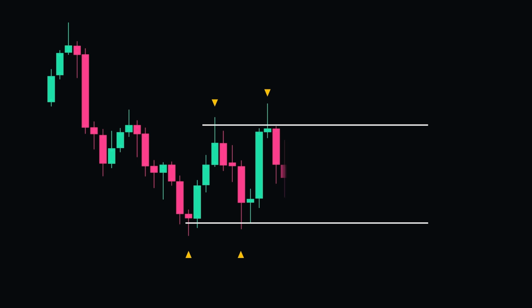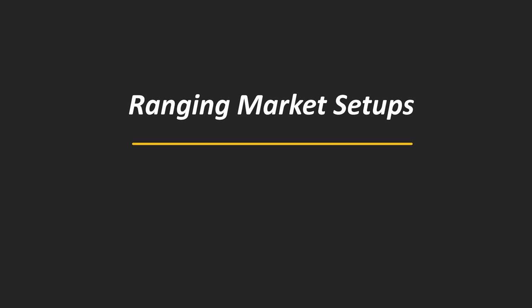Keep in mind that more touches make the levels stronger, but they do not guarantee that the range will hold. Also, the cleaner the levels are, the better. When support and resistance are easy to identify and price reacts clearly from those areas, the range becomes more reliable and easier to trade. Now we reach the ranging market trading strategy.